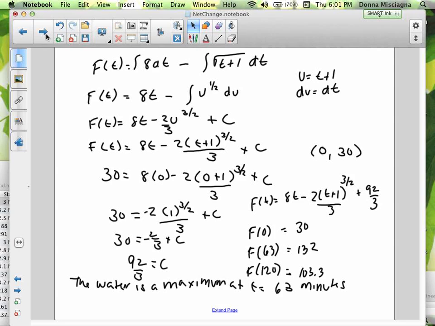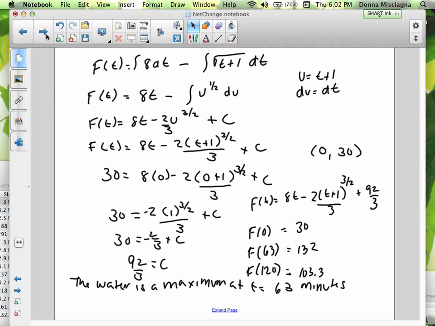I don't know how much they like the fact that I have t's and u's together, but I quickly changed it back, in case it bothered somebody. If u is labeled to be t plus 1, technically it is really in t's, but we've got to substitute that back. F of t equals 8t minus 2 times t plus 1 to the 3/2 divided by 3 plus c. We've got to solve for c. We do know the initial condition. At the start there were 30 gallons.